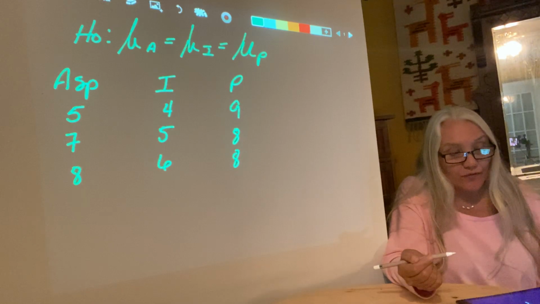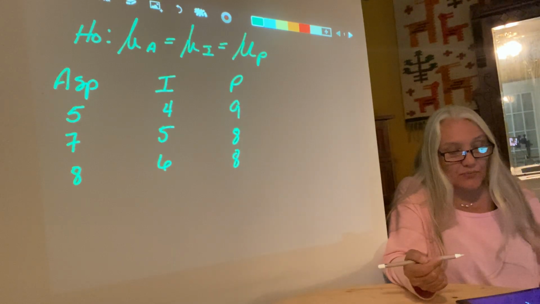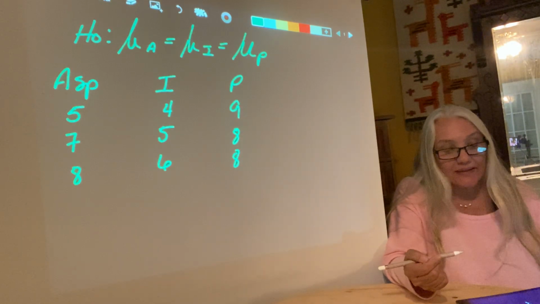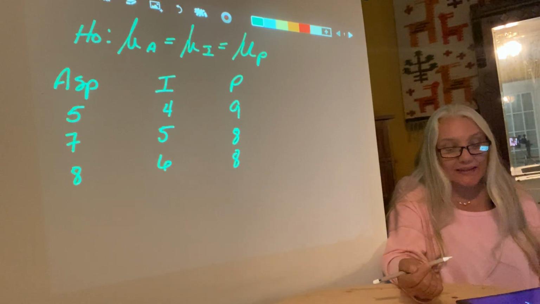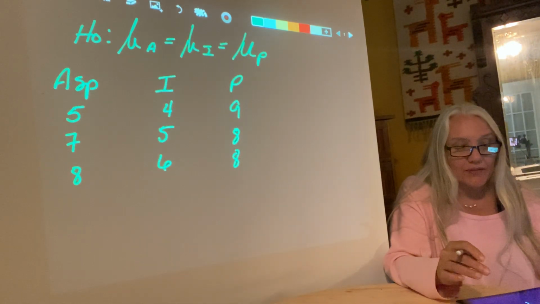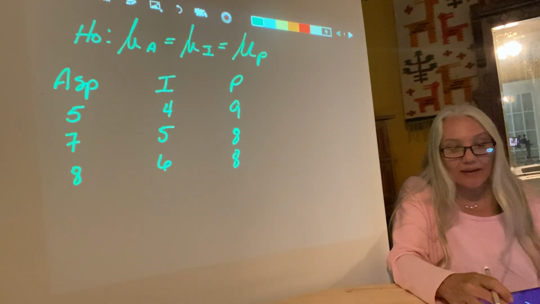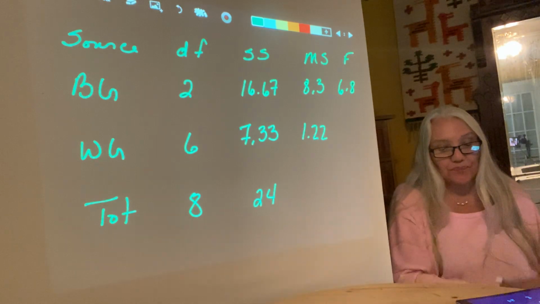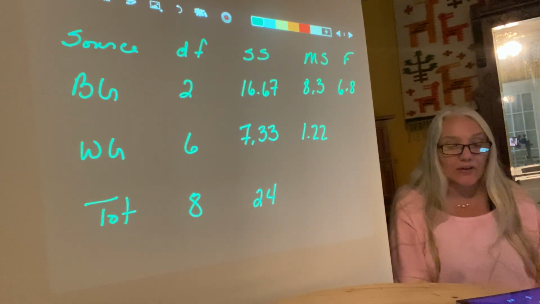And what we're looking for is whether any of these drugs alleviate headache symptoms more quickly. So we wanted to compare aspirin and ibuprofen and a placebo. So we did that, and we got the ANOVA summary table, which looked like this right here.